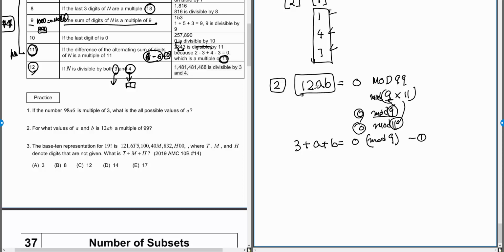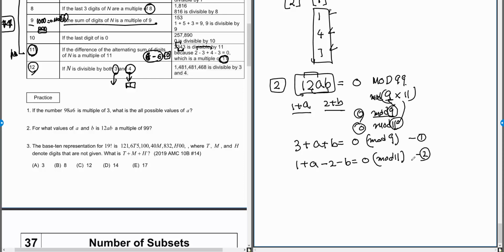What is that? Alternate. 1 plus A, 2 plus B, alternate. You can switch, or it doesn't matter. So it's what? 1 plus A, minus 2 minus B, right? Yep. This should be what is that? 0 mod 11, isn't it? Uh-huh. You have 2 choices here.